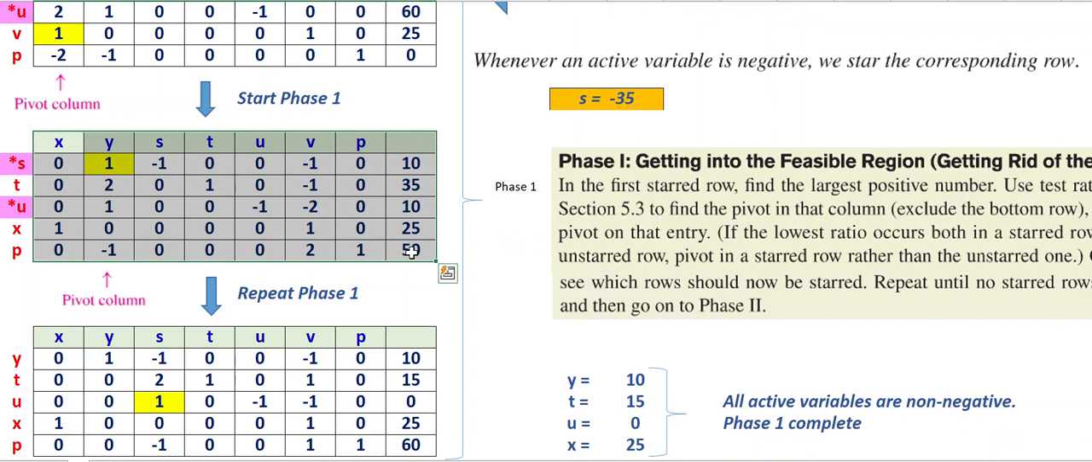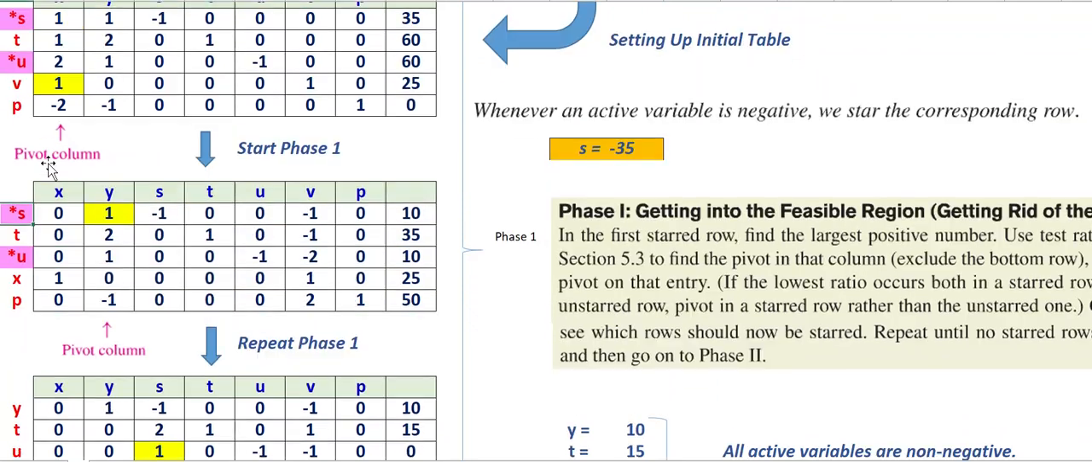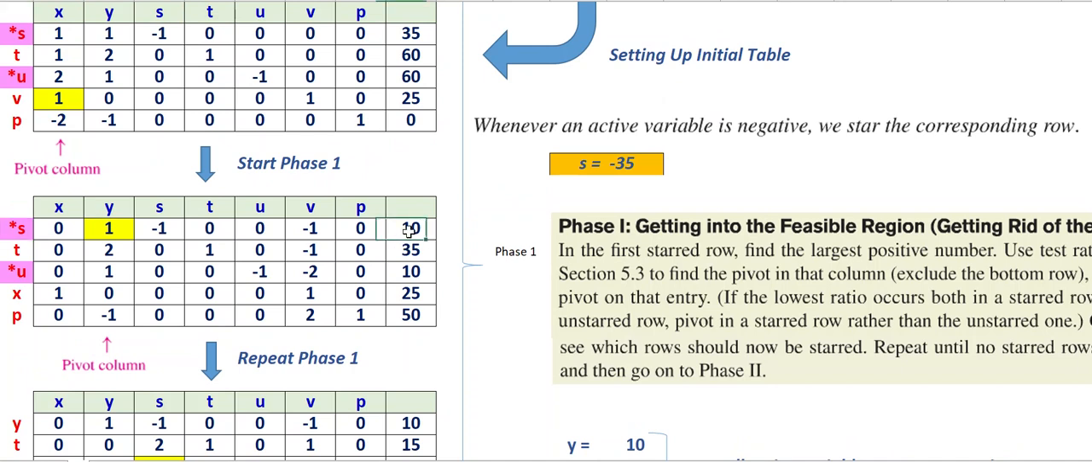And so we have to determine if we have any more active variables that are negative, which we do. So S is an active variable. And so 10 divided by a negative 1 is a negative 10. So I highlight that. T, 35 divided by positive 1, positive. U is 10 divided by negative 1 is a negative 10.